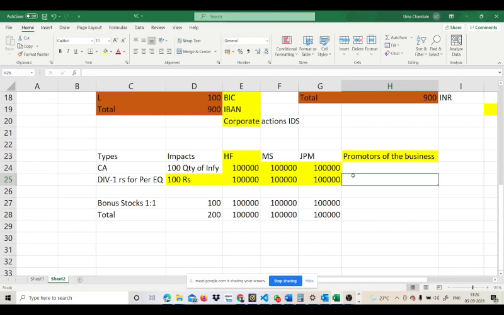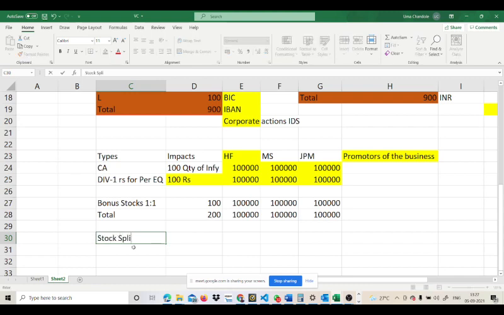So when a corporate action is announced, the effect goes to all. That is the change you can see. Here in the bonus stock, your position has changed. You had only 100, now you have 200, right? And after bonus issues, you can see the stock split event. Stock split means the company wants to split one stock into two, right? So now we have 200 shares, which will be converted into 400.